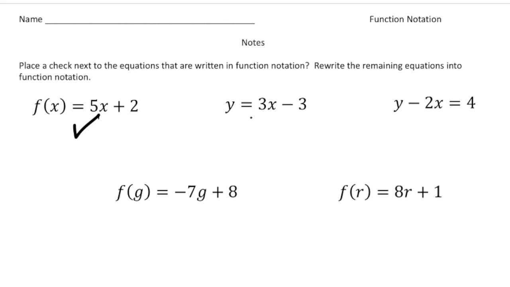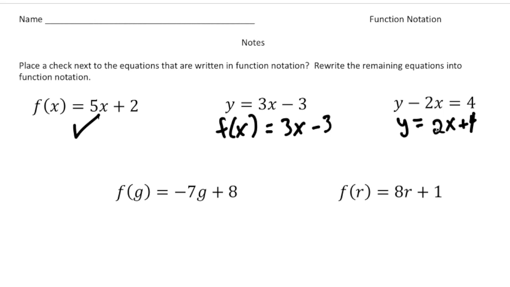Here we have y equals 3x minus 3. So this one is not. We're going to rewrite this as f of x equals 3x minus 3. Here we have y minus 2x equals 4. Now this one is not written in function notation, so I'm going to first rewrite it in slope-intercept form. I'm going to add 2x, so it's going to be y equals 2x plus 4.